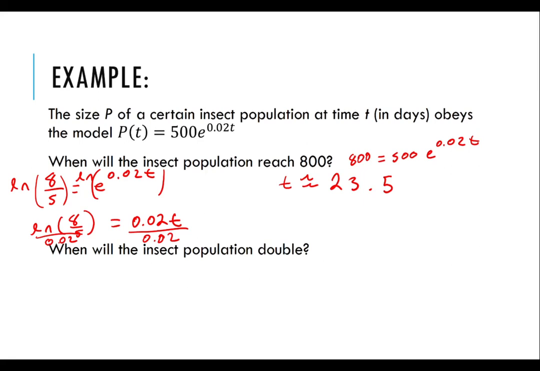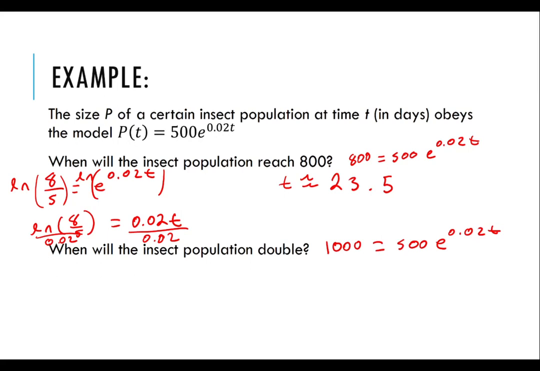When will the insect population double? Two ways to do this. First off, you could set up the equation knowing that the initial population is 500. If you double it, that would be 1,000 is then equal to 500 times e to the 0.02t. And then you could solve this equation. There's no reason necessarily to remember the doubling time and half-life formulas, unless it makes you happy.